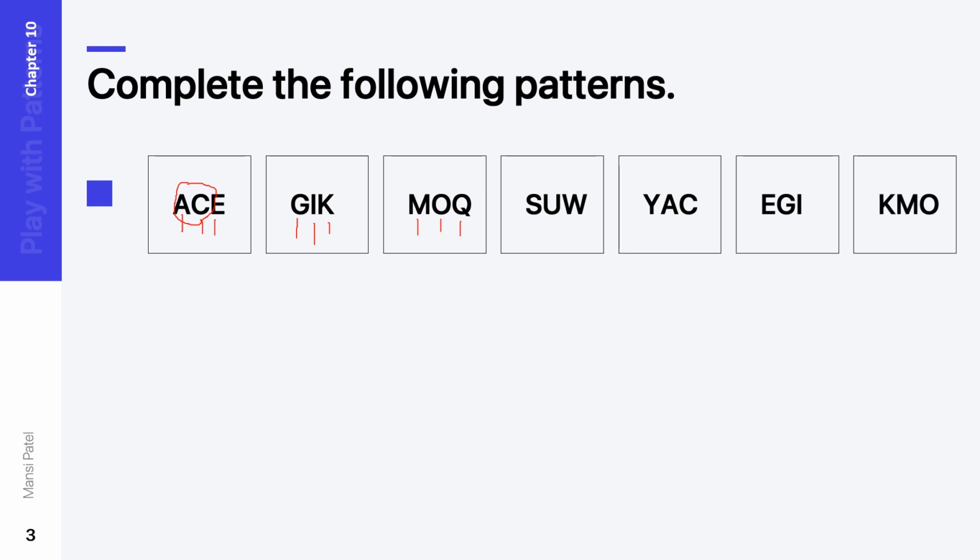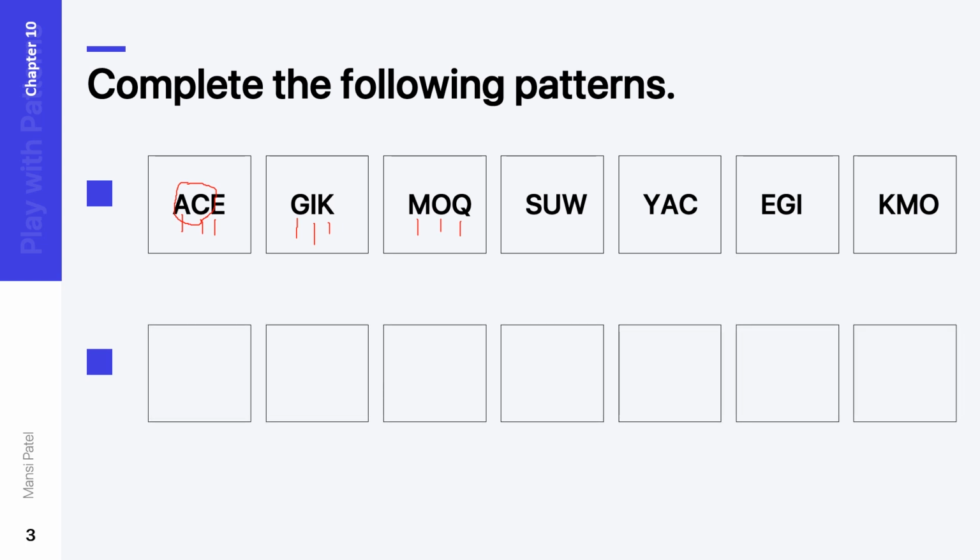J, skip K. L, skip M. N, skip O. So in this pattern, you have to write down one letter, one alphabet, and after that the next one you have to skip. Let us see the next pattern.